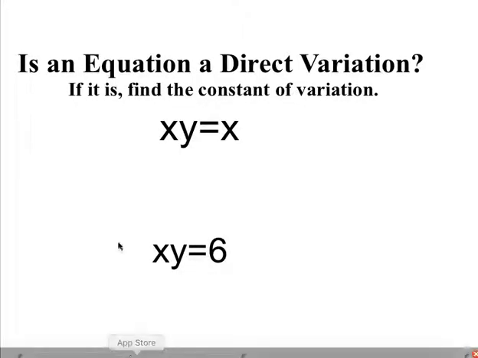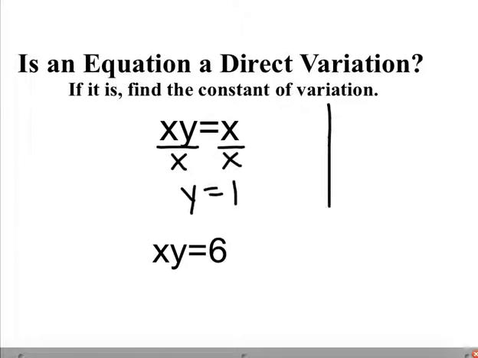So, with these, to get y alone, I need to divide by x. And we get y is equal to 1. Unfortunately, this is not direct variation because if I plotted it, and we had one right here, this would actually be a line, a horizontal line that does not go through the origin.